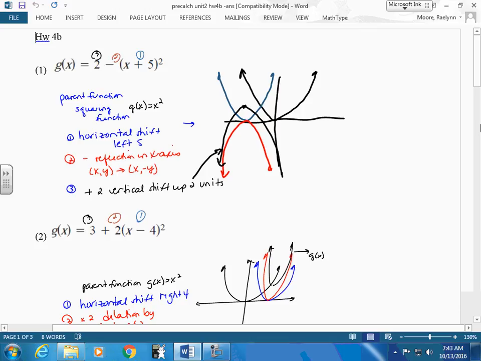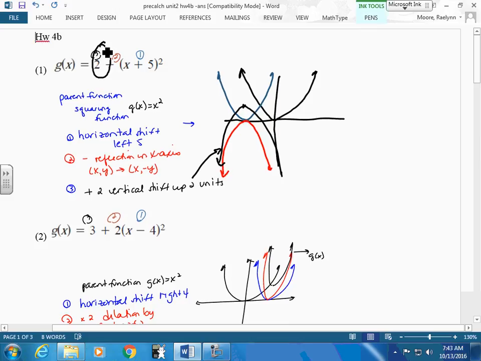So just remember order of operations. When you give this to me, this one comes first. Horizontal shift, left 5 units. Then it comes outside the parentheses. This is a reflection in the x-axis. It's not next to your x, it's going to affect your y. If you would rather take this one and move it over here plus 2, that is fine. The last thing it's going to do is up 2 units, a vertical shift up 2 units.